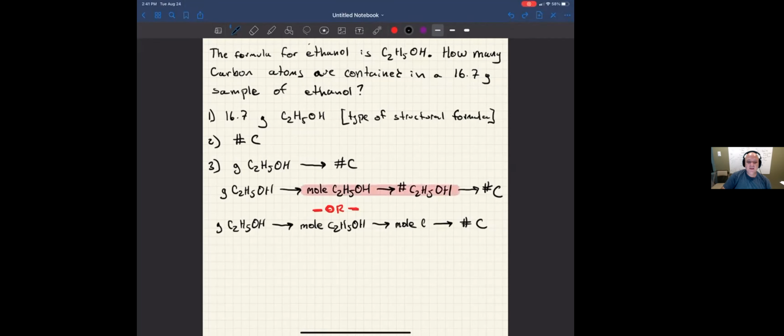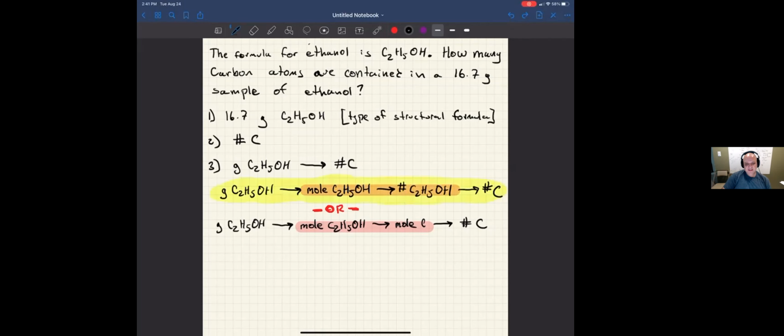So in the first case, I use Avogadro's relationship first, and then the molecular formula relationship. In the second one, I use the molecular formula relationship first, and then Avogadro's relationship. Either way works fine. Whichever one pops into your head first, that's the one you should go with, as long as you know that you can do each conversion factor step by step.